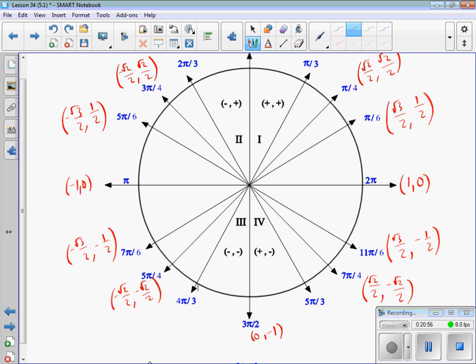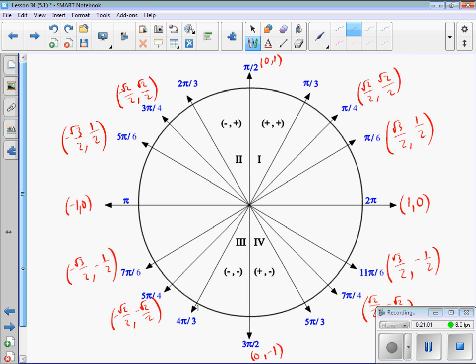So questions there? Okay, so we've still got pi over 3, which is 1/2, comma, square root of 3 over 2. And if I reflect that down, it should be positive, negative. If I reflect it across, it's negative, positive. And if I reflect that down, they're both negative.